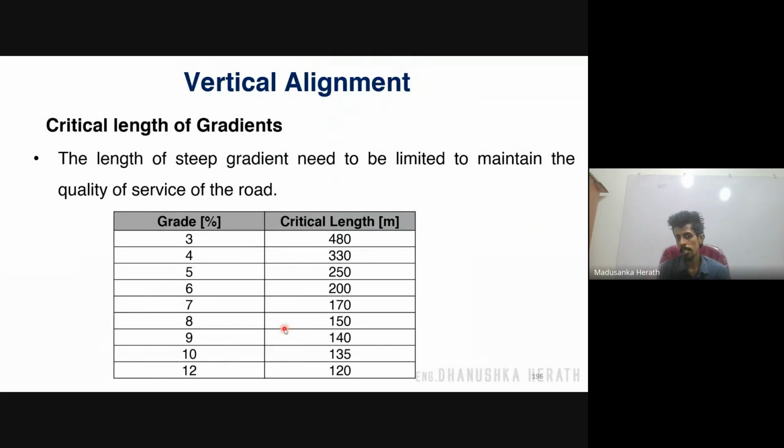Right, then critical length of gradients. Critical length means maximum length. So if we have a section with gradient 3%, we can continue that 3% gradient up to 480 meters. Then we have to reduce the gradient. හරි, gradient එක එක දිගට කිලෝමීටරයක් විතර තියාගෙන යන්න බෑ.